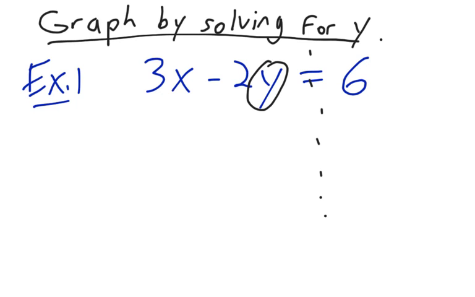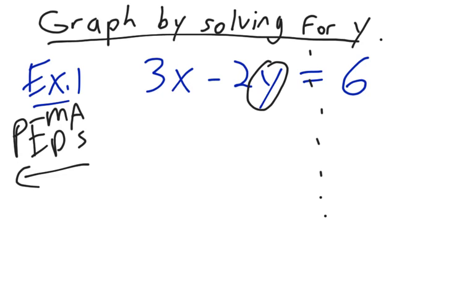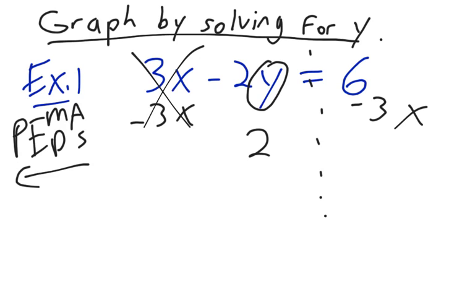So I use PEMDAS in reverse. So that means I add and subtract first. So I have a positive 3x, so I'm going to do a minus 3x to both sides. And my 3x's are going to cancel. Am I left with 2y or negative 2y? Yeah, don't forget about that sign in front. That's a negative 2y.